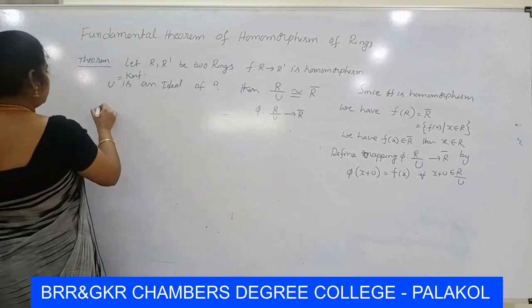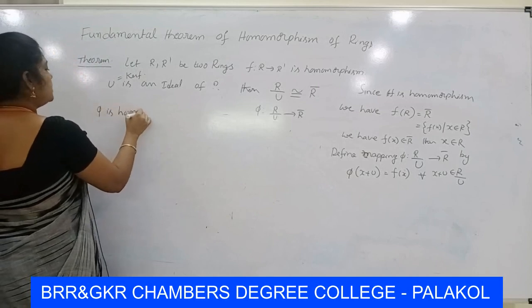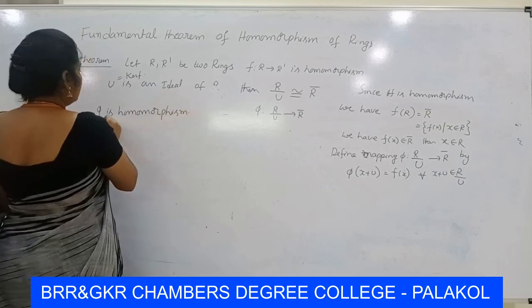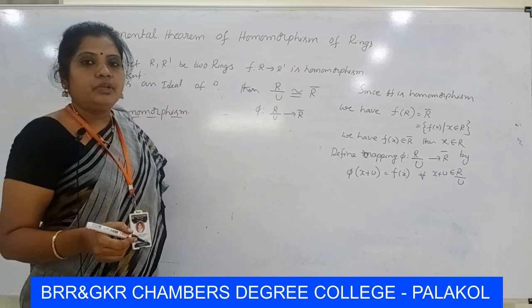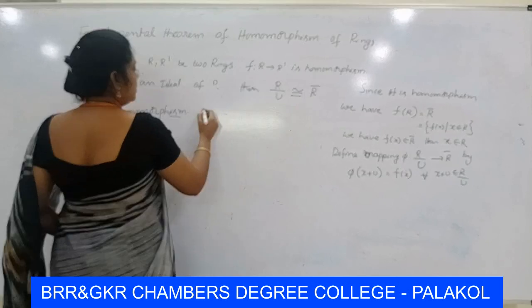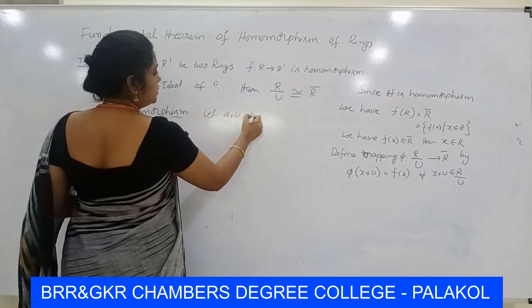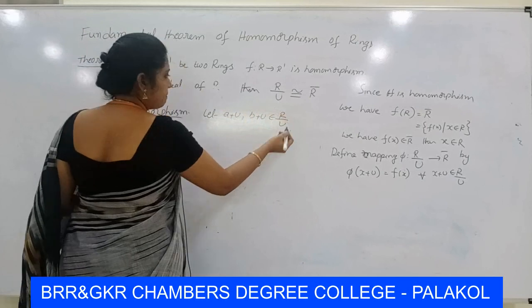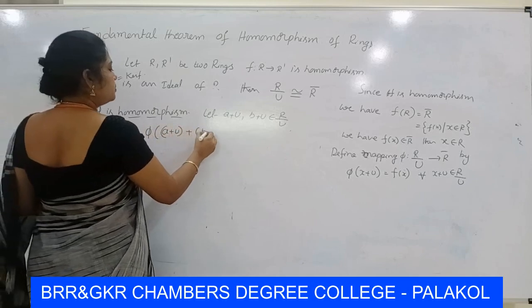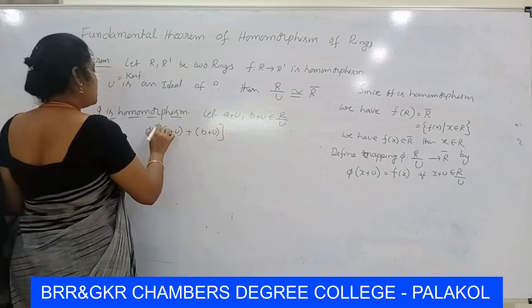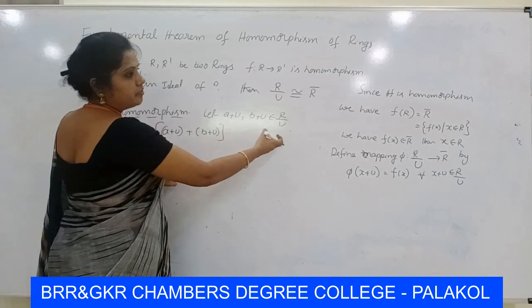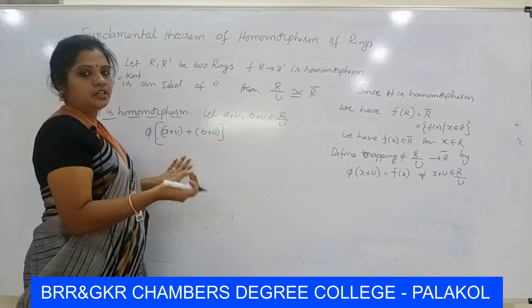So, the homomorphism conditions. There are two conditions: f of a plus b is equal to f of a plus f of b, and f of a dot b is equal to f of a into f of b. Therefore let a plus U, b plus U be elements of R by U. We have to prove phi of a plus U plus b plus U is equal to phi of a plus U plus phi of b plus U. That is the first condition of homomorphism.